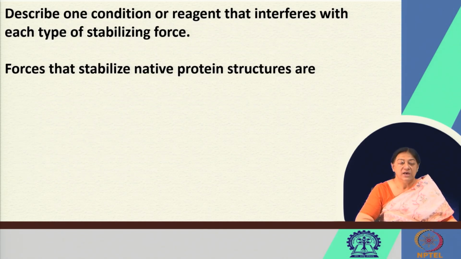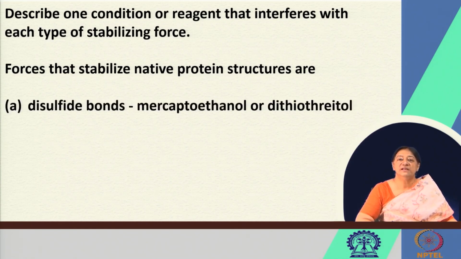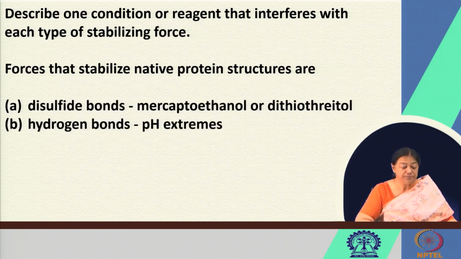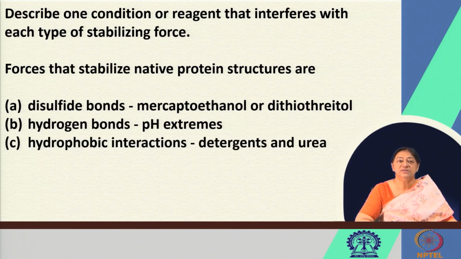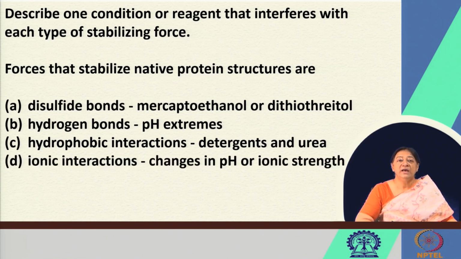Now, if we were to look at a force, condition or reagent that would interfere with a particular type of stabilizing force mentioned, we will go back to the lecture on denaturation of proteins to understand which reagent could break, or rather interfere with, that specific type of interaction. For disulfide bonds, it is beta mercaptoethanol or dithiothreitol. For hydrogen bonds, it would be pH extremes that would affect the protonation and deprotonation of the ionic side chains. For hydrophobic interactions, the interference can be with detergents and urea. We will have a look at mercaptoethanol and a specific detergent later on in this lecture. And for the ionic interactions, again it would be changes in the pH or the ionic strength that are going to affect the overall electrostatic interactions.